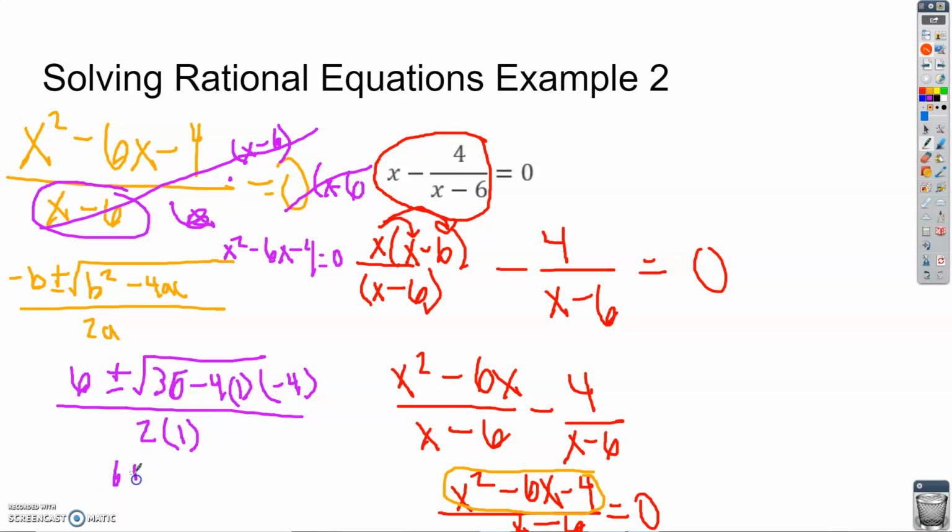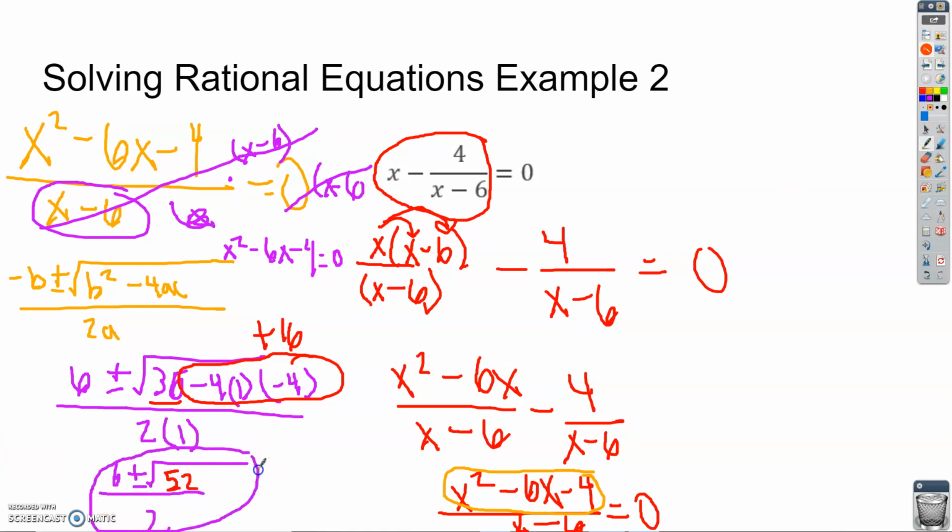So now I have 6 plus or minus the square root of, I'm going to go ahead and combine those two, so that's 4 times 1 times negative 4, which is plus 16. So 36 plus 16 is 52, all over 2. And I'm just going to leave it just like that.